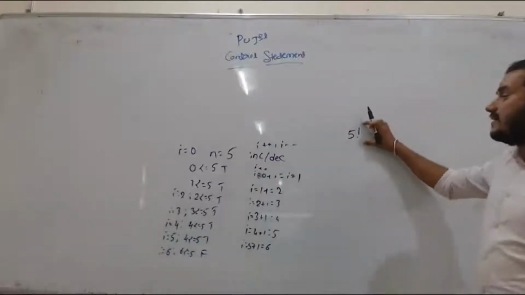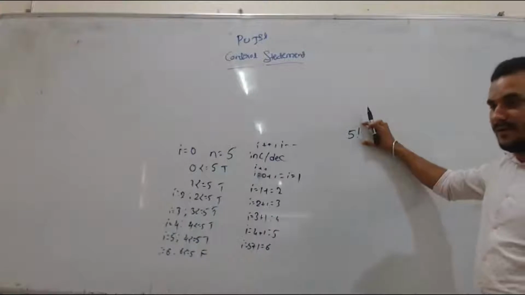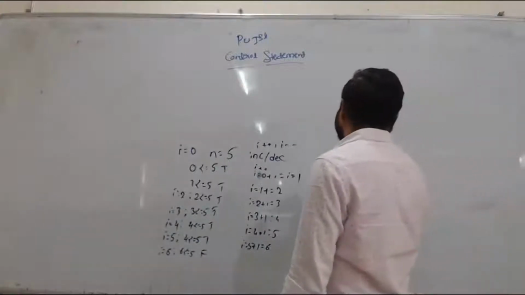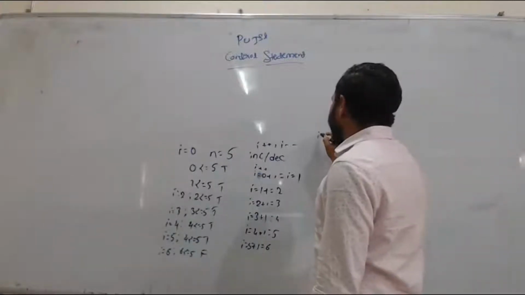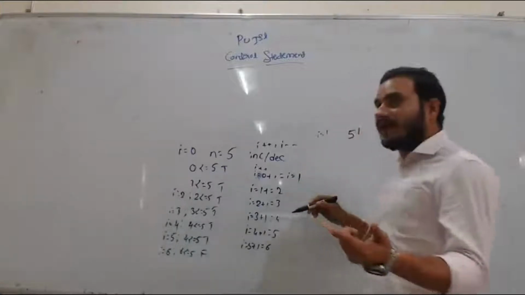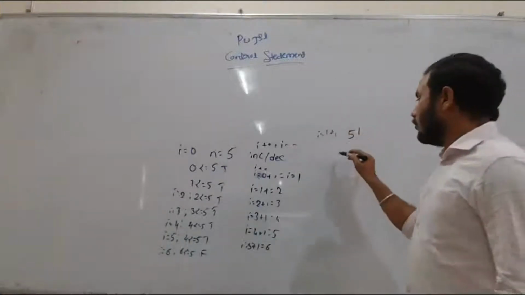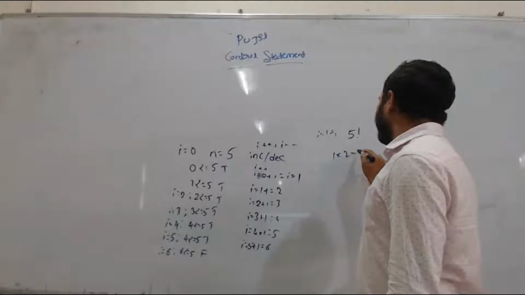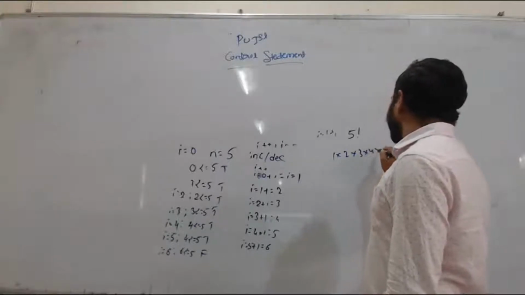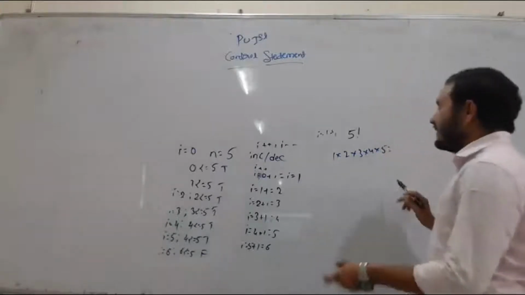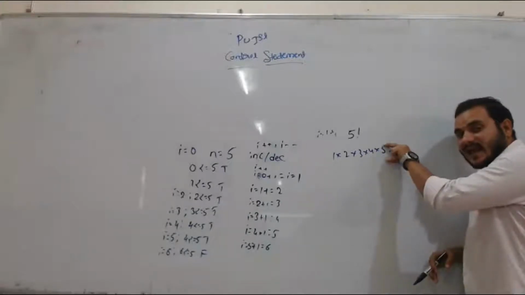It is also called, mathematically, factorial. So 5 factorial is equal to what? If you are initializing i equals 1, incrementing the value, 1 plus 1 is 2. Then 1 into 2 into 3 into 4 into 5.